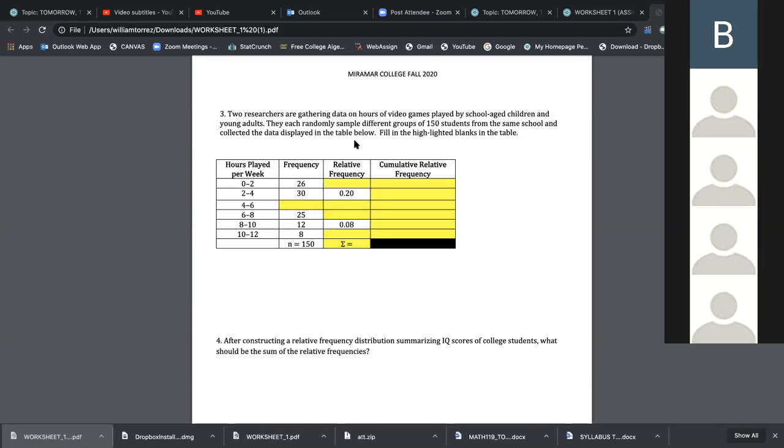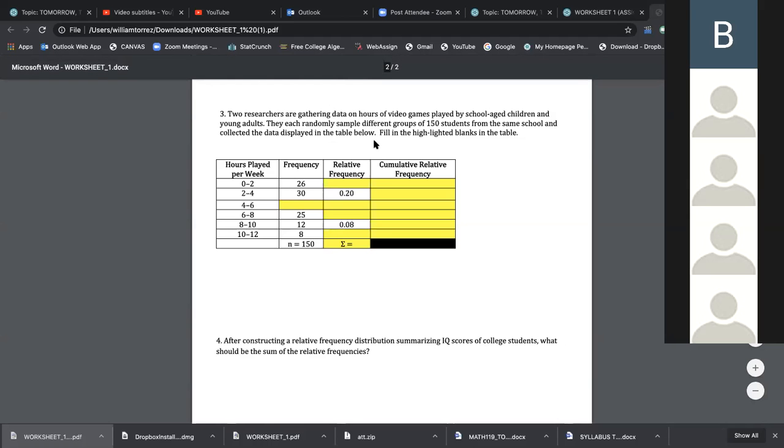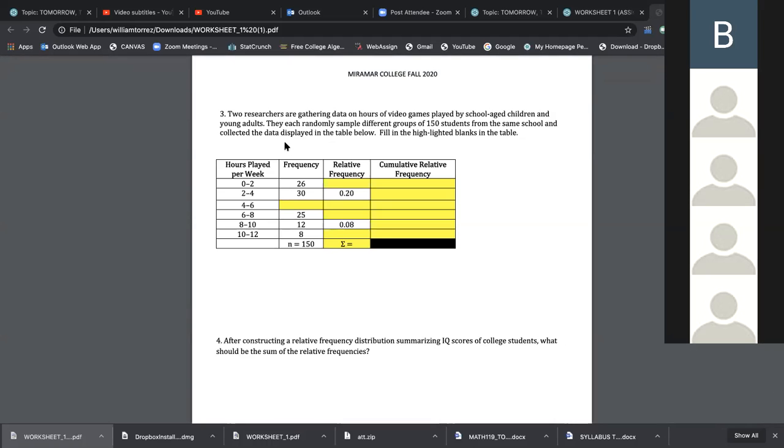Now, the school might be a middle school, and it might be a high school, so we don't know. We just know that 150 students have been sampled from the same school. And what we've done is we have created a way of binning the data. What we're going to do is define non-contiguous classes here, representing the number of hours played per week by the 150 students.